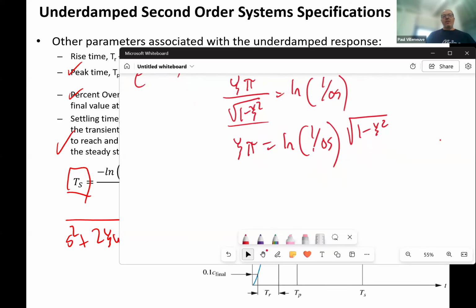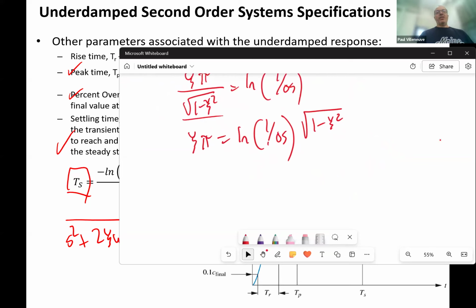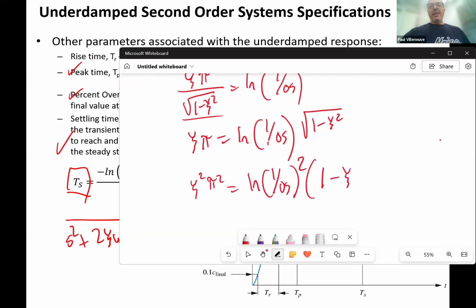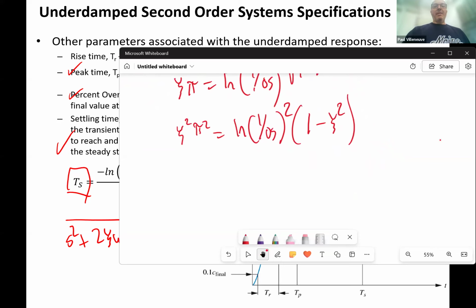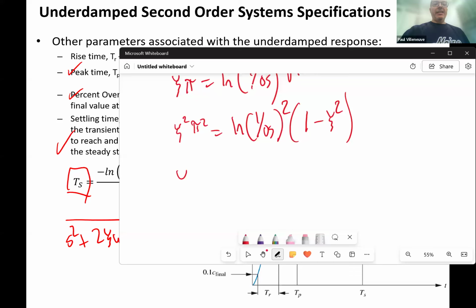All right, so I'm doing pretty good. Now what do I need to do? What should I do? How about I square both sides, right? So zeta squared pi squared is equal to the natural log of 1 over the overshoot squared times 1 minus zeta squared. I'm going to bring the zetas to the other side.